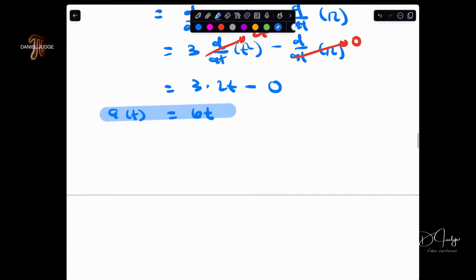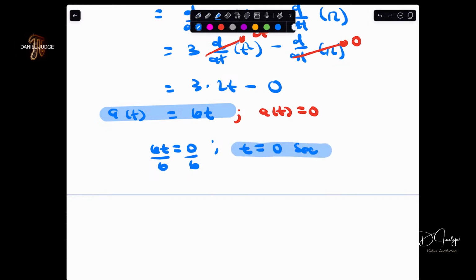Remember, we're going to do sign analysis on this, so we have to set a(t) equal to 0. When you do, we get 6t equals 0, and dividing both sides by 6, we get t equals 0 seconds. So here's your time where acceleration is 0, and there's no push or pull then. I want you guys to take a look. There's no push or pull.